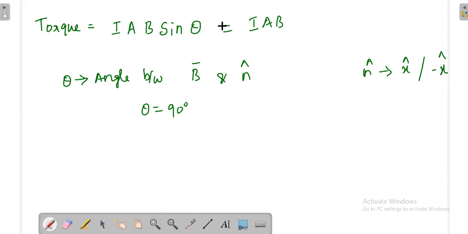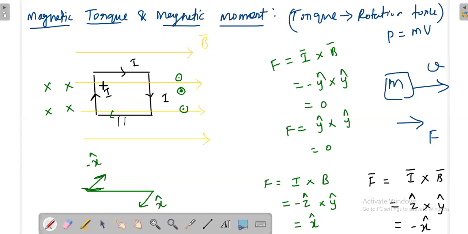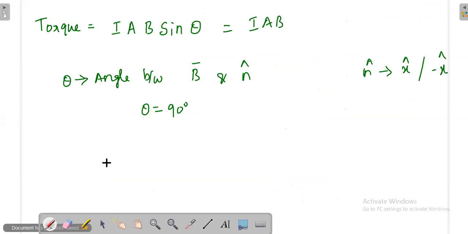If theta becomes 0, then you will get 0 torque. Say the loop is getting rotated, coming towards your eyes, then the surface vector will be in the y cap direction. Please imagine this itself is getting rotated. Once the loop rotates by 90 degrees, it will come to something like this.